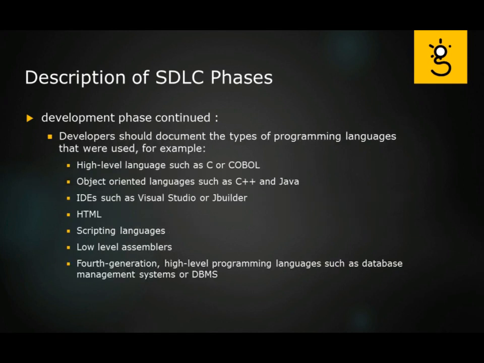Now, the developer should document, as I said, the type of programming languages that were used. As an example, it might be what we call a high-level language, such as C or COBOL, for those of you who want to go way back. Whether or not we used an object-oriented language, such as C++ or Java. If we used any of the IDEs, like Visual Studio, which is what we called the Visual Basic C# together, because it also does ASP.NET stuff, Visual Studio, or JBuilder. Maybe we're using pure HTML or scripting languages.